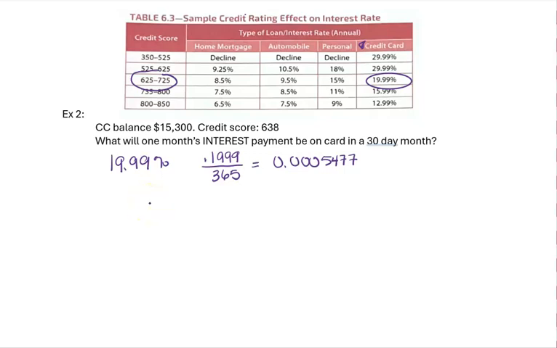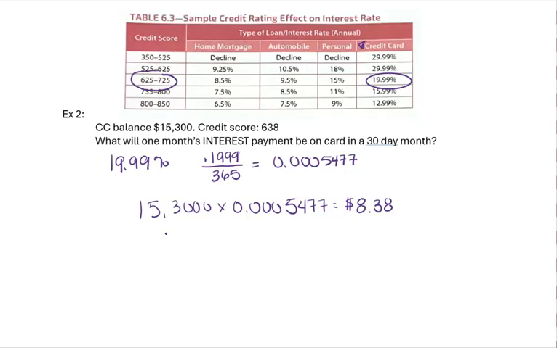What that means is he's going to pay 0.0005477, well actually it's 0.05477% a day on $15,300. So we need to figure out what that daily rate is. So we're going to take 15,300 and multiply it by 0.0005477. When we do that on our calculators, we get $8.38. So he has to pay $8.38 every day in interest on $15,300.